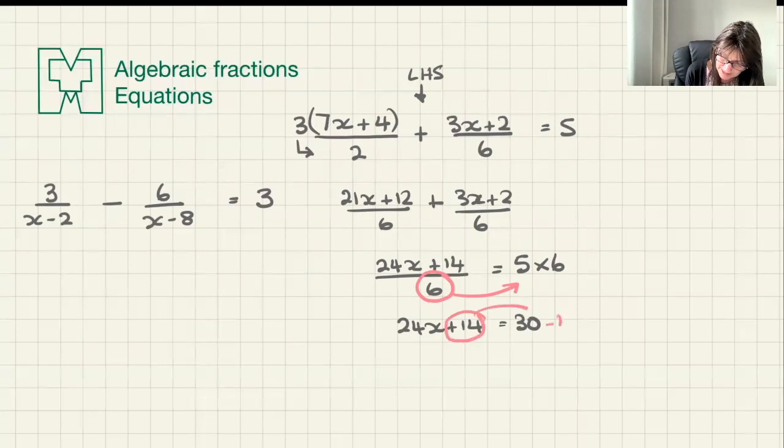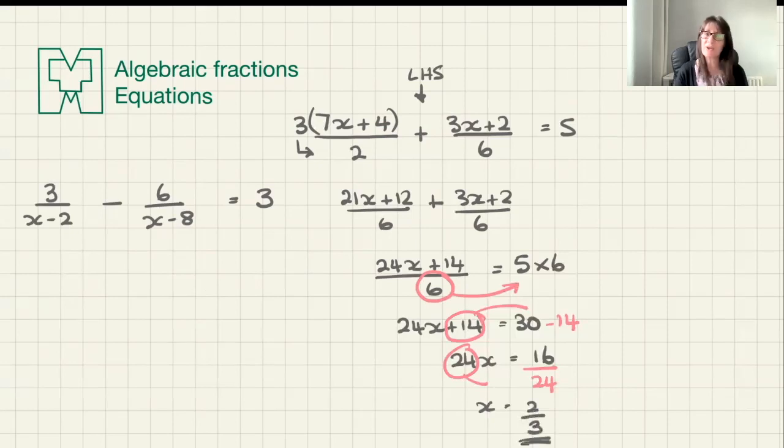That'll go next, landing as minus 14, giving me 24x equaling 16. I will then get that x on its own by dividing through by 24, and x is equal to 16 over 24, or I can simplify it, if I am told to in the question, to 2/3.